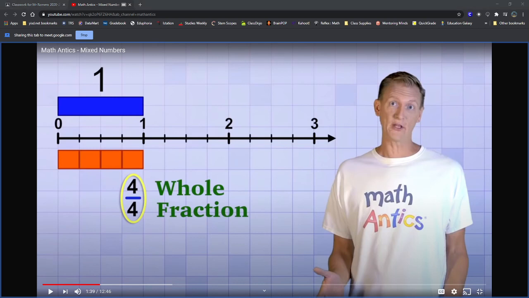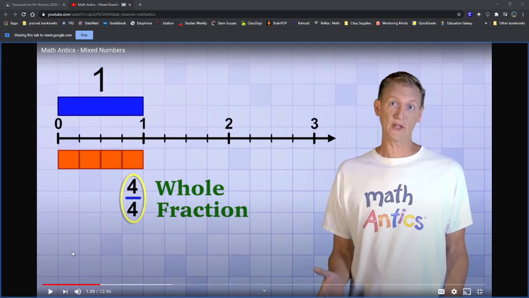So 1/3 would be another example. The only reason why they're using fourths is because they cut this into 4 pieces. See how it takes 4 of the orange blocks to match the blue block? So that's why this is fourths. Once they get 4, they have 4/4. They have one whole.